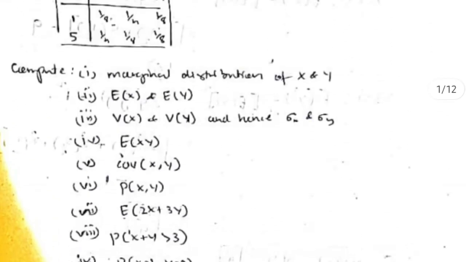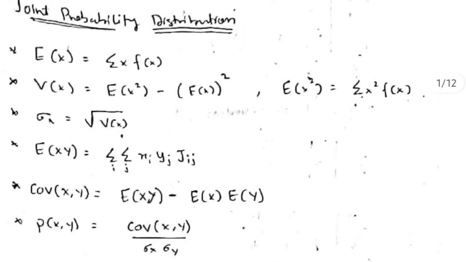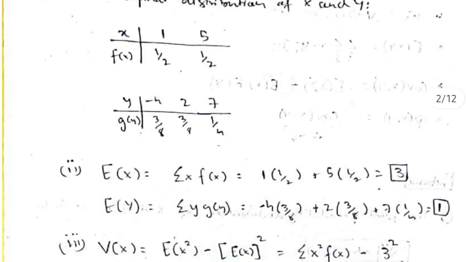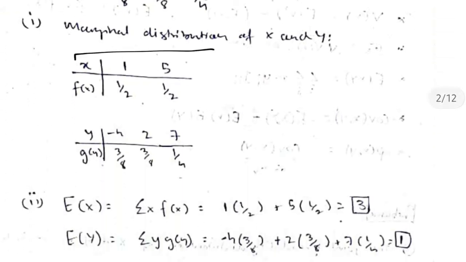That was the first question, the marginal distribution of x and y. Then the next one is E of x and E of y. What's the formula? E of x is equal to the summation of x into f of x. This is nothing but the mean value. After this point we will not be considering this table. For most of the questions we will be looking at these two values only.